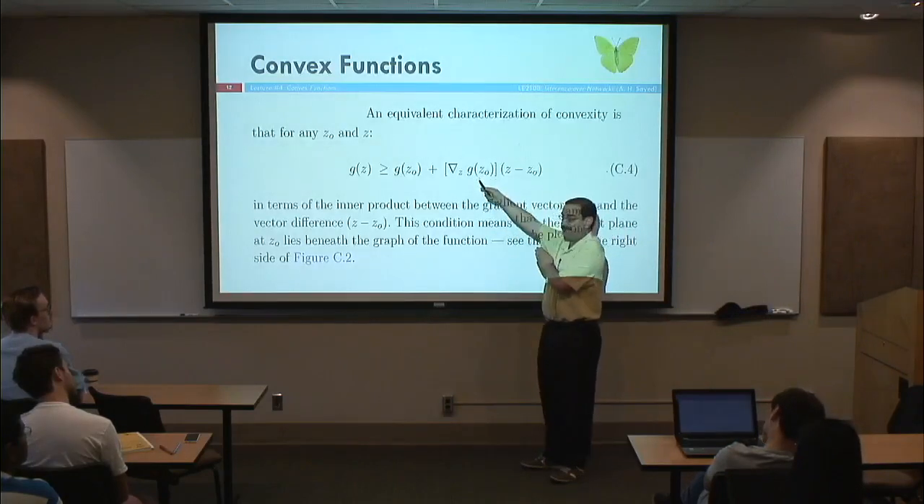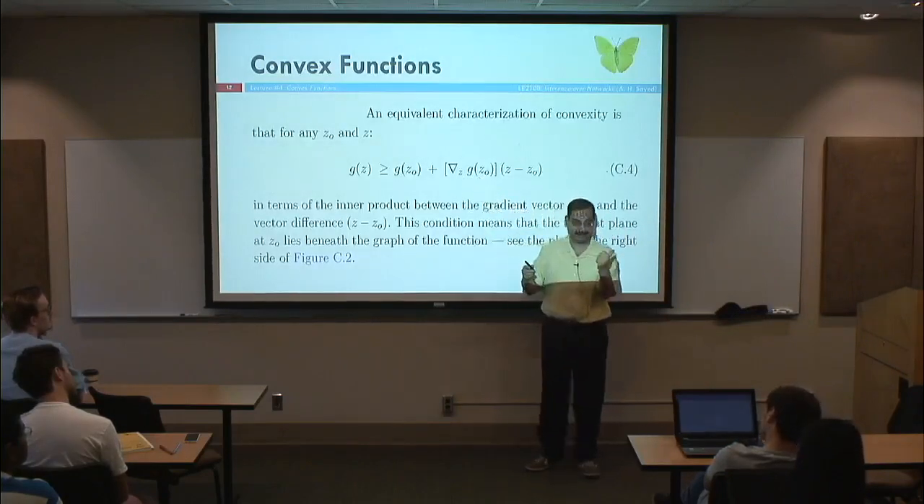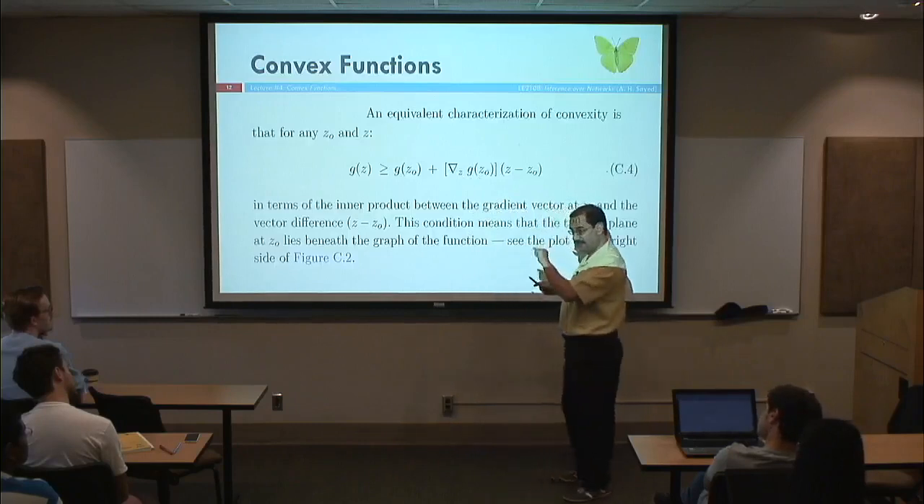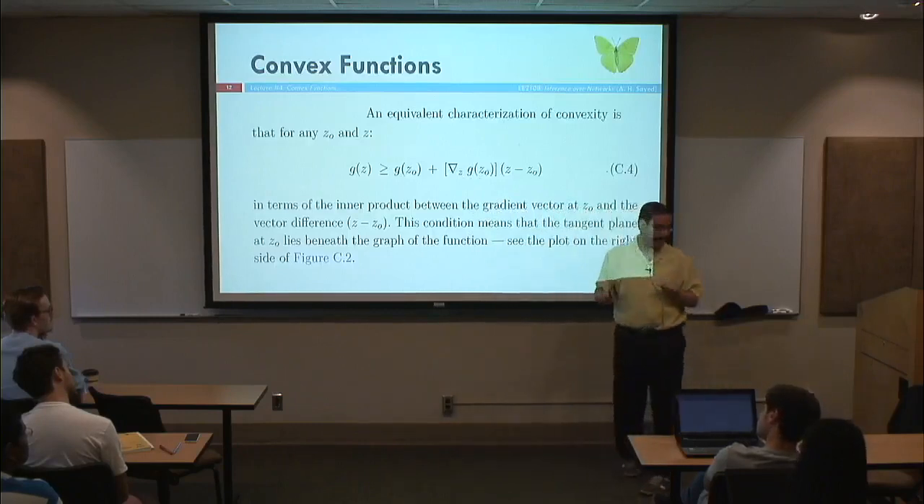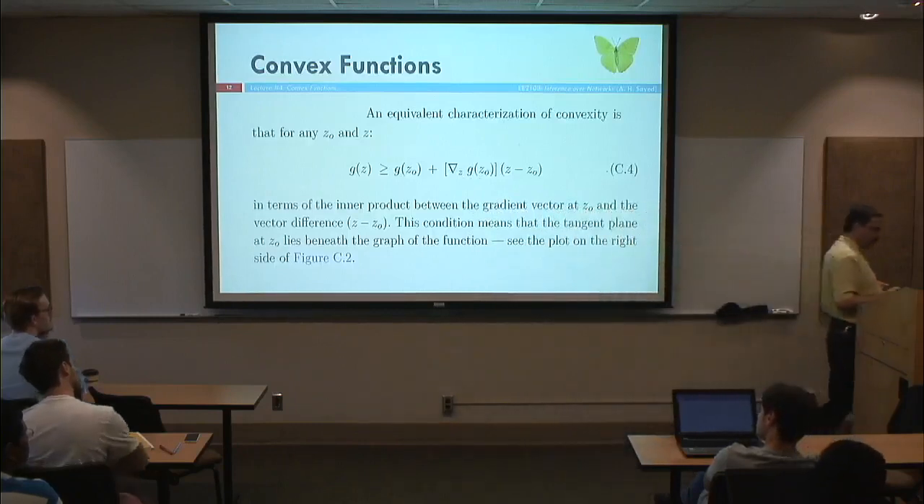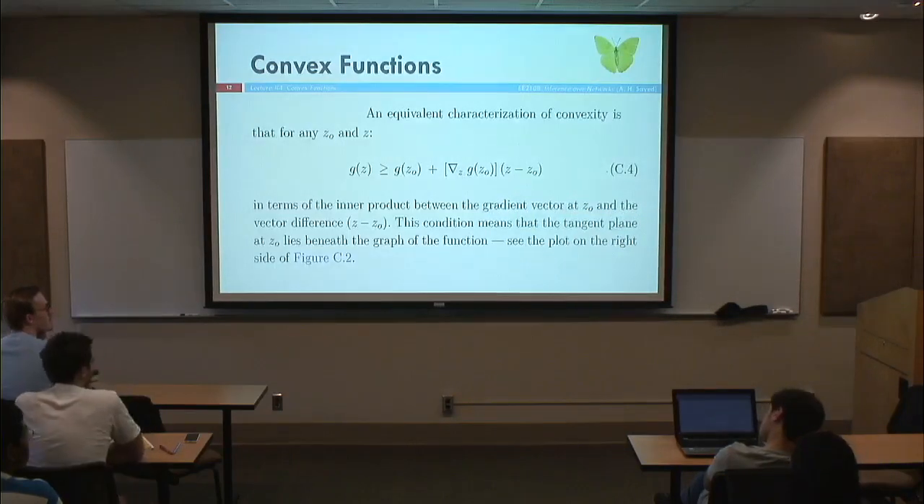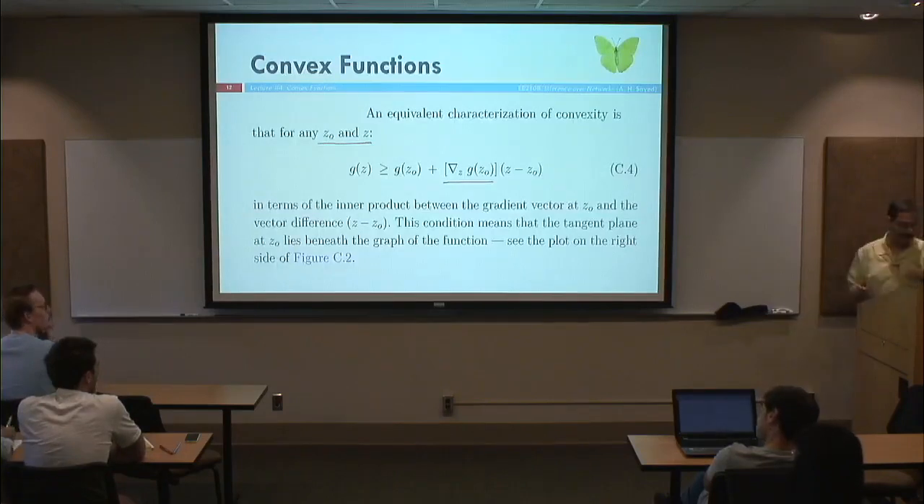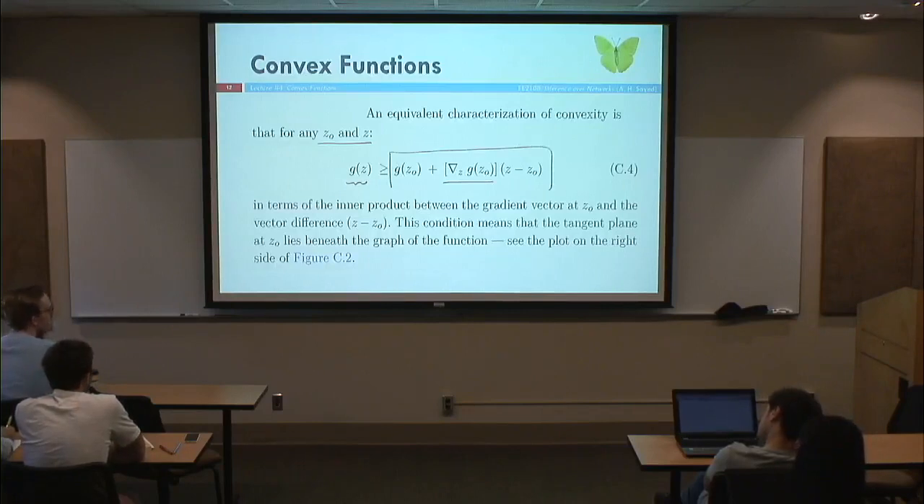The gradient vector. This is the gradient vector we defined last time. So what this equivalent characterization is saying is that for any two points, z and z0, the value of the convex function is lower bounded by the expression you have on the right.